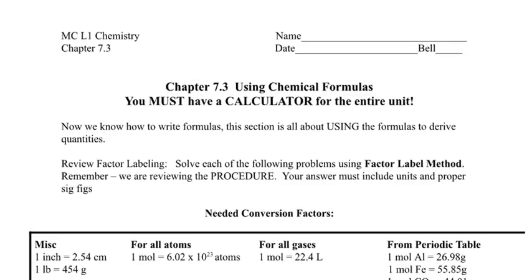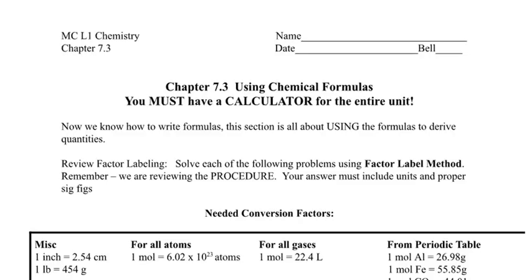Anyway, we are starting chapter 7.3, and this is the math involved in doing really a lot of the work for the rest of the unit. We are going to be needing a calculator for this whole chapter, so have one handy. If you need to pause this and grab one, you should. Also have a periodic table. You're going to need one of those for this unit as well. So gather your materials and come right back.